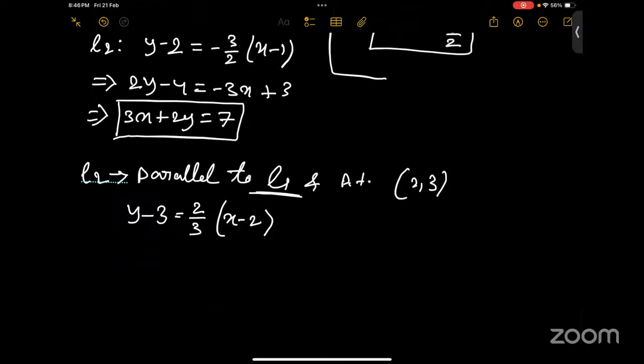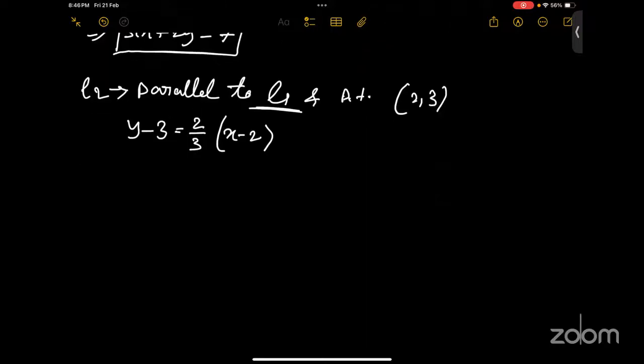Anyone, any doubt? No. Okay. So these problems are important from the exam point of view also. If you have any doubt, you just clarify it.